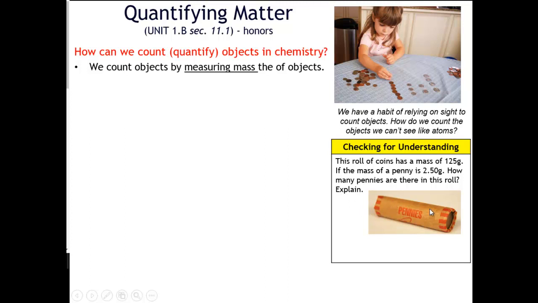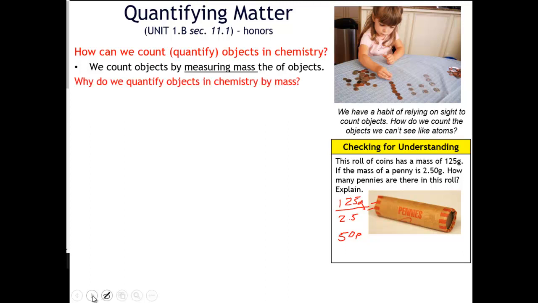So we can't see these pennies, right? But if each penny is about 2.5 grams, then we can divide the mass of the total sample by 2.5. And what we end up finding out is that there are 50 pennies. You can't see the 50 pennies, but yet you know they are there. That's the type of counting that we do here in chemistry.